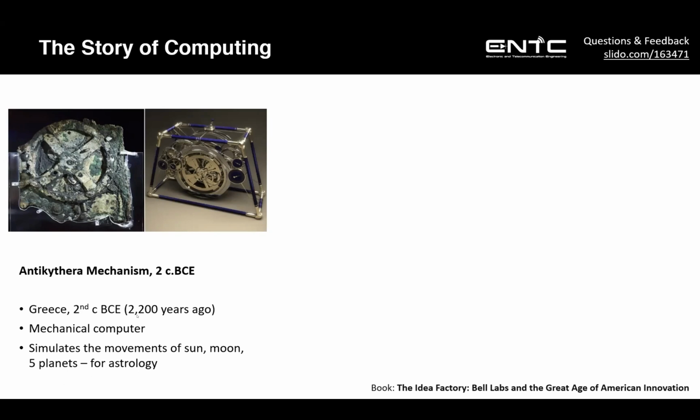It is a mechanical computer. You have very precise cogwheels which simulate the movement of the sun, the moon, and the 5 planets. For astrology, you can find the auspicious times, or when you will have an eclipse. That kind of calculation you can do easily with this device. That was the main purpose of it, and the technology was kind of lost to time.